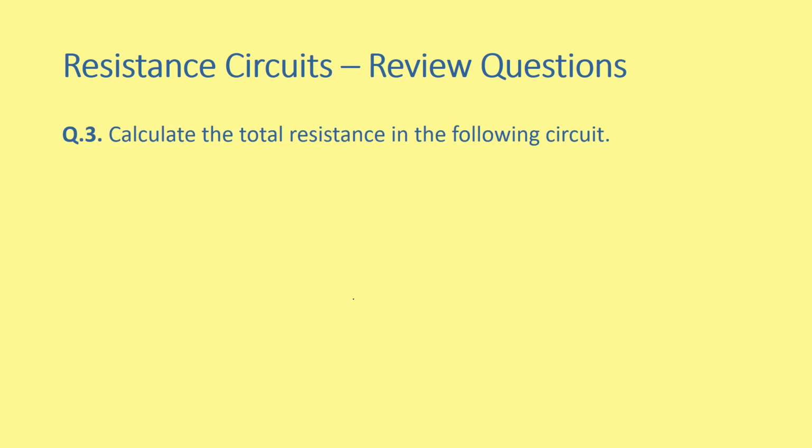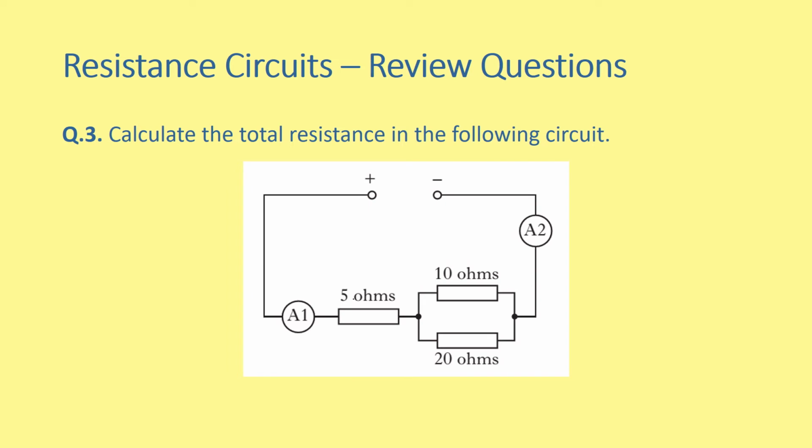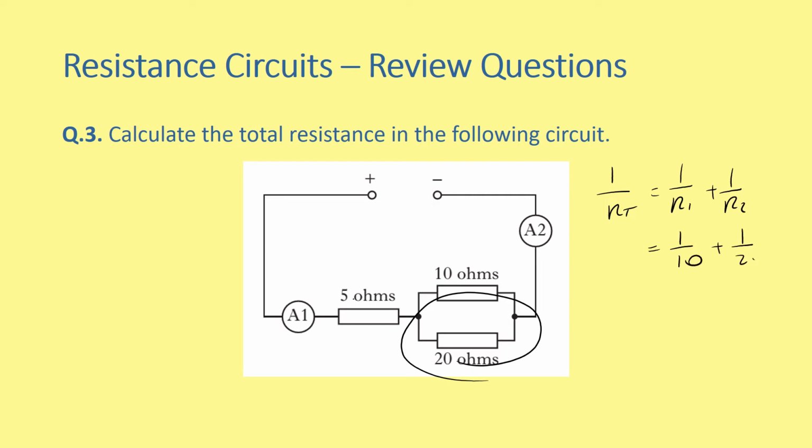Question 3, calculate the total resistance in the following circuit. We have a mixed circuit here, so the first thing we want to do is calculate the parallel element, that's these ones. So 1 over RT is equal to 1 over R1 plus 1 over R2, which is 1 over 10 plus 1 over 20. We'll take 20 as the common denominator, so 2 over 20 plus 1 over 20, which is equal to 3 over 20. And this number is not going to be as nice.